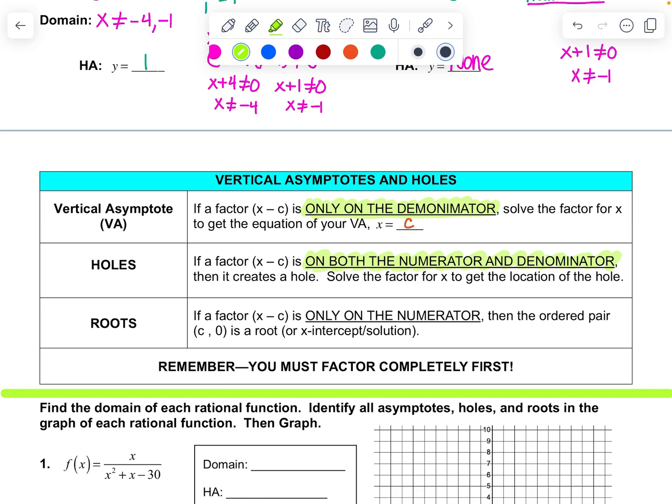Okay? So it's just a spot on the graph that there is a hole, meaning the line does not continue through that point. Okay? So only in the denominator creates a vertical asymptote. In both the numerator and denominator creates a hole. And then if we only have a factor that's in the numerator, just in the numerator, nowhere else, then that is a root or an x-intercept. Okay? So we will put a lot of that together when we get to our graphs. But again, this table is going to be very helpful for you to reference back to as we get to our graphing.